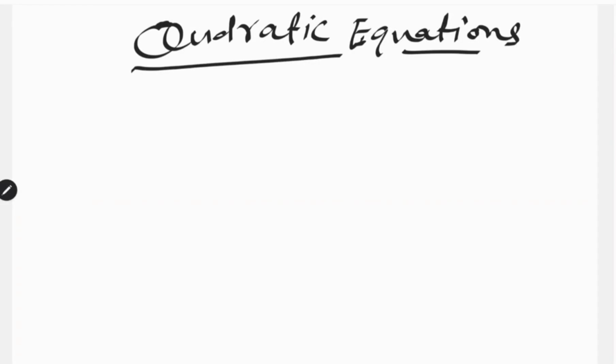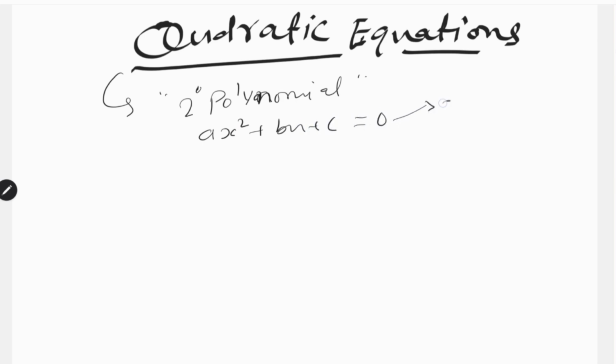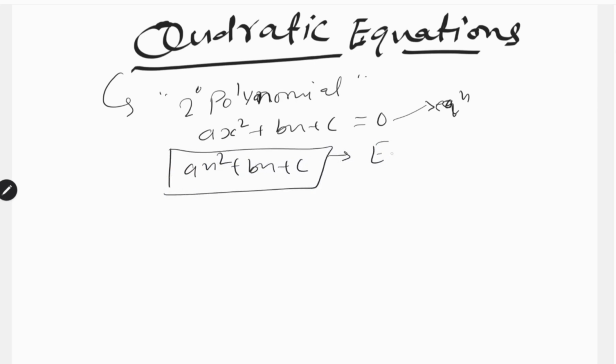बच्चों, टुडे टॉपिक इज क्वाड्रेटिक इक्वेशन। क्वाड्रेटिक इक्वेशन बेसिकली टू डिग्री पोलिनोमियल that is represent ax square plus bx plus c is equal to 0. That is equation. Okay, that is equation. If ax square plus bx plus c is, that is only for this, that is expression.